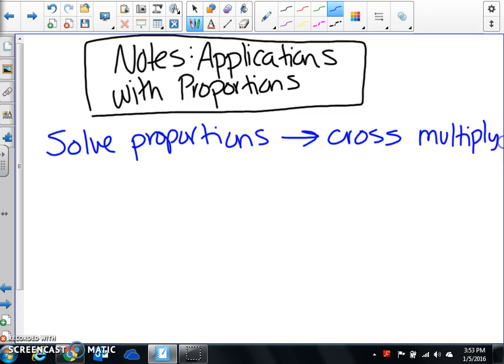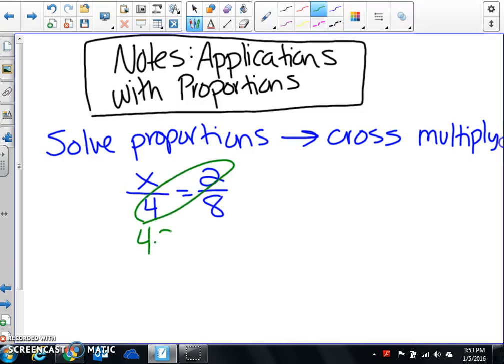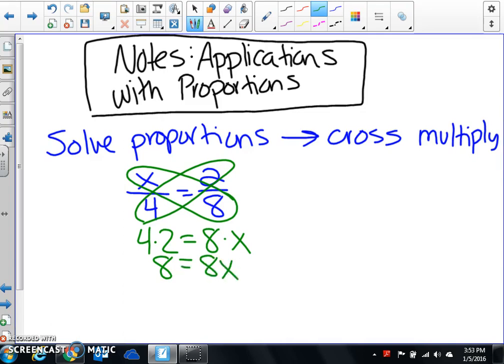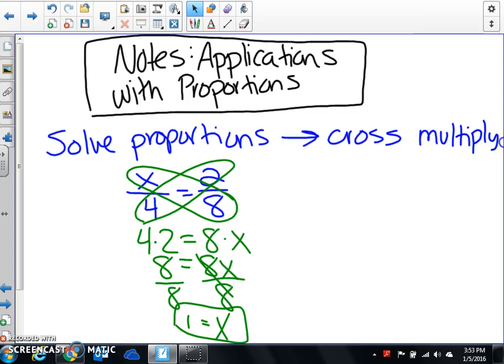All right, so for instance, if I give you x over 4 equals 2 over, I don't know, 8, you would cross multiply. So you'd say 4 times 2 equals 8 times x. 4 times 2 is 8. 8 times x is 8x. And then we just solve. So the opposite of multiplication is dividing. So x equals 1. So that's what we're going to be doing, but we're going to be doing it with word problems. Okay.